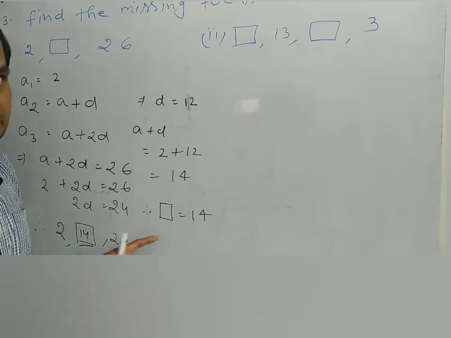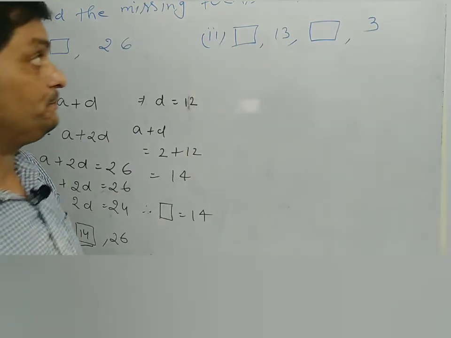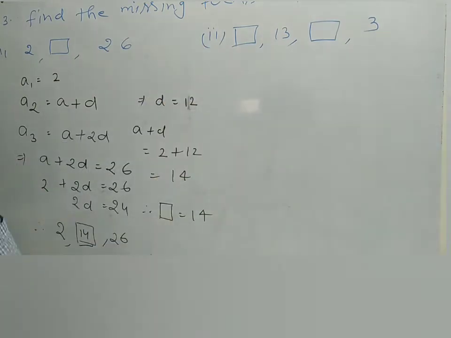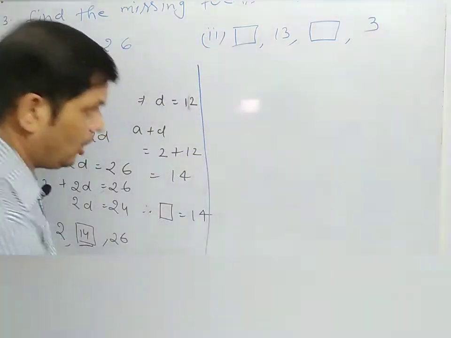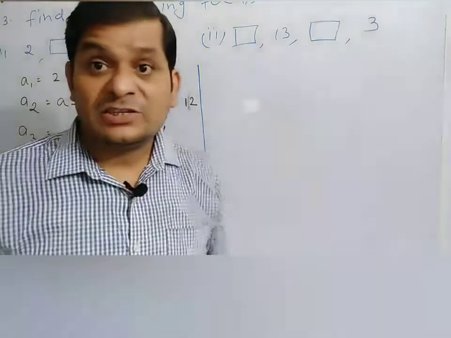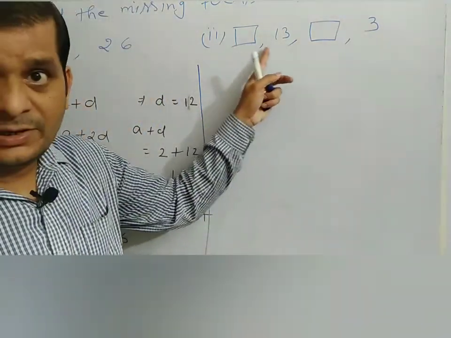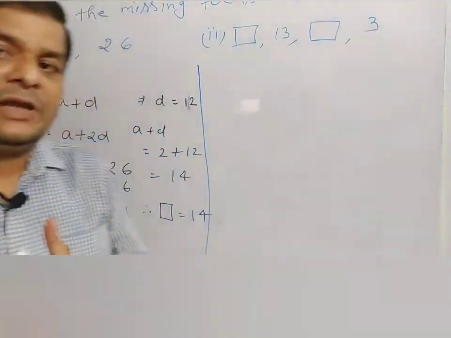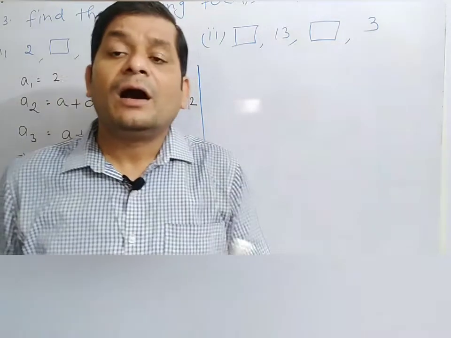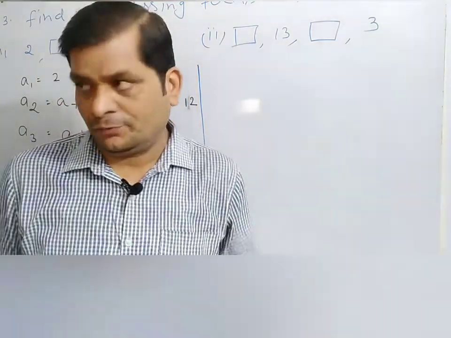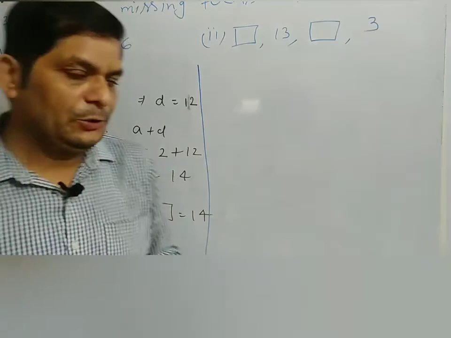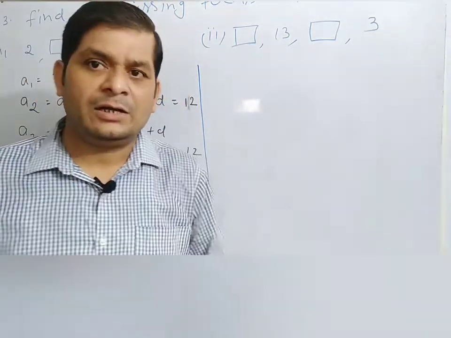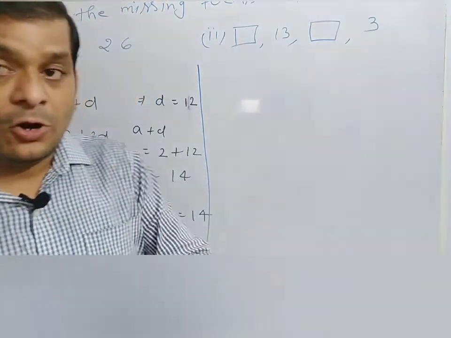Okay. Now the second question. In the first question only one box is given. In the second question 2 boxes are given. So let's see how we will solve this question. These 4 terms are A1, A2, A3, A4. Don't confuse between A1, A2, A3, A4 and T1, T2, T3, T4. In some books T1, T2, T3, T4 is given. All things are the same.